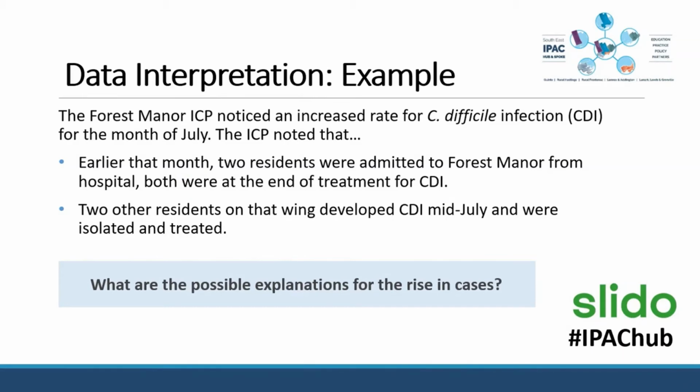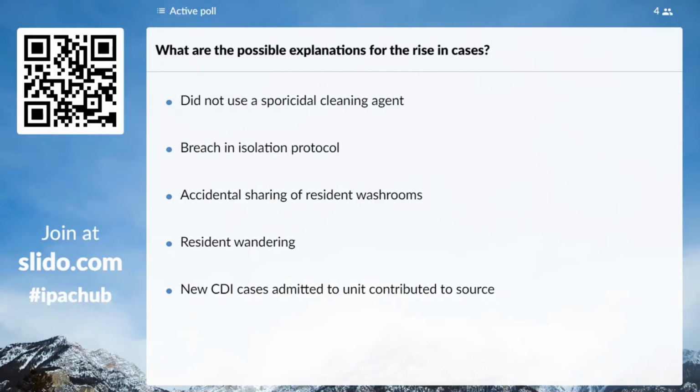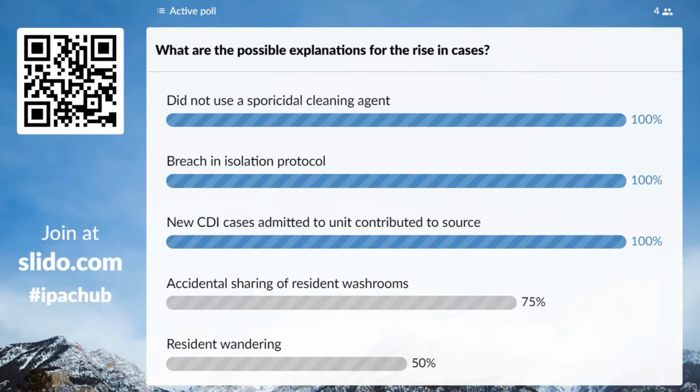All right, let's see what answers we have. Okay, we have some good answers here. So did not use the sporicidal cleaning agent, breach in isolation protocol, new CDI cases admitted to the unit contributed to a source, accidental sharing of resident washrooms as well, resident wandering. So those are all possibilities. And with different situations, you might find different gaps or different breaches in practice. So it's really just important to look at your own home and the situation that's in front of you and to identify areas where improvements to IPAC practices could reduce those rates.